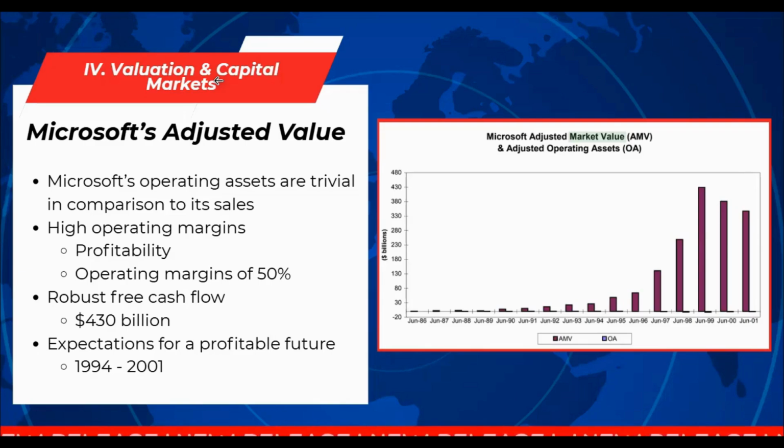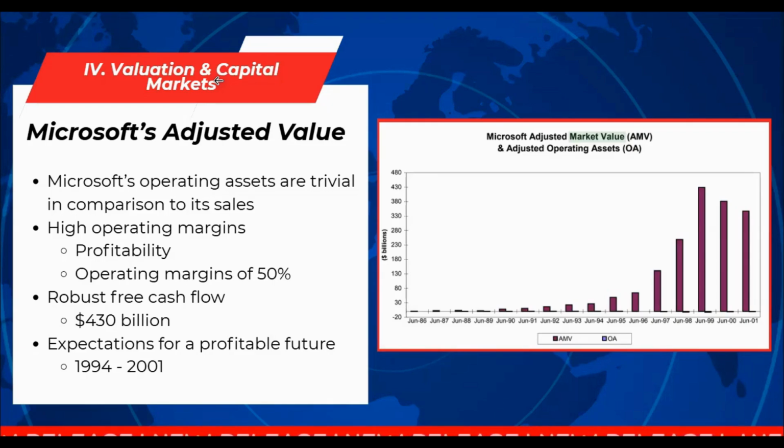They have extremely high operating margins of 50% as well. Considering that the remaining value of the adjusted market value is attributable to the estimated future free cash flows the company can generate, the high cash flows make up a large amount of this adjusted market value. And Microsoft's 1999 market estimates future cash flows at over 430 billion, which we can see on the graph on the right. And the last reason is that Microsoft is valued for a promising future.